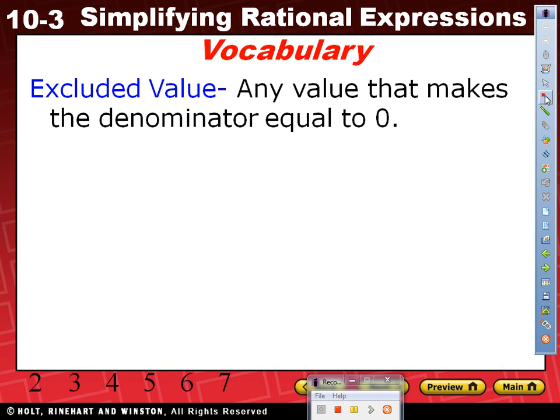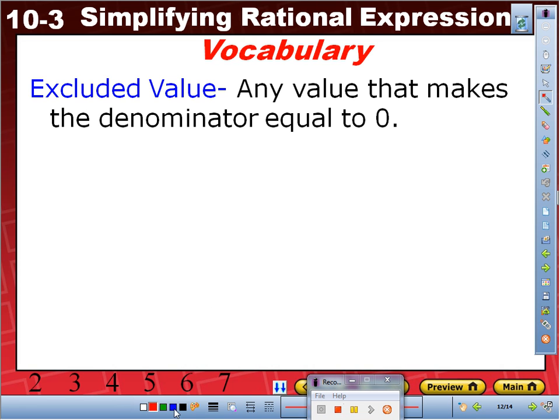I want you to write example Q, just so that you know what an excluded value is, underneath that definition that you wrote. Yeah, on the Q side. We're still on the Q side. I want you to write 3 over x. And I'm going to ask you the question.